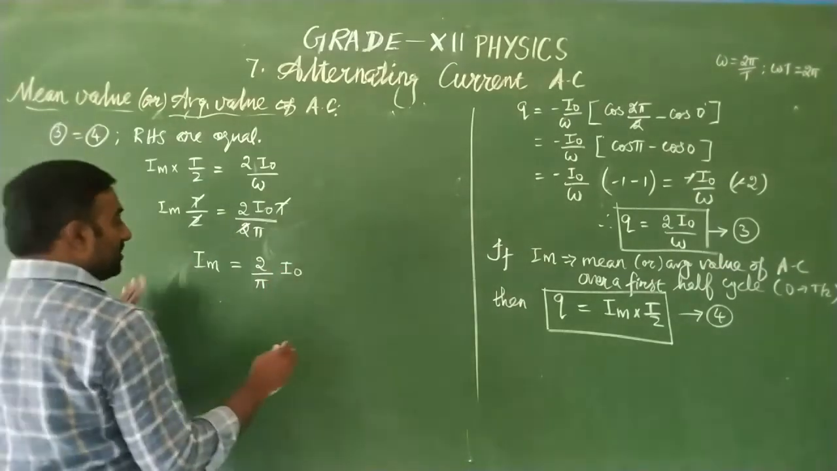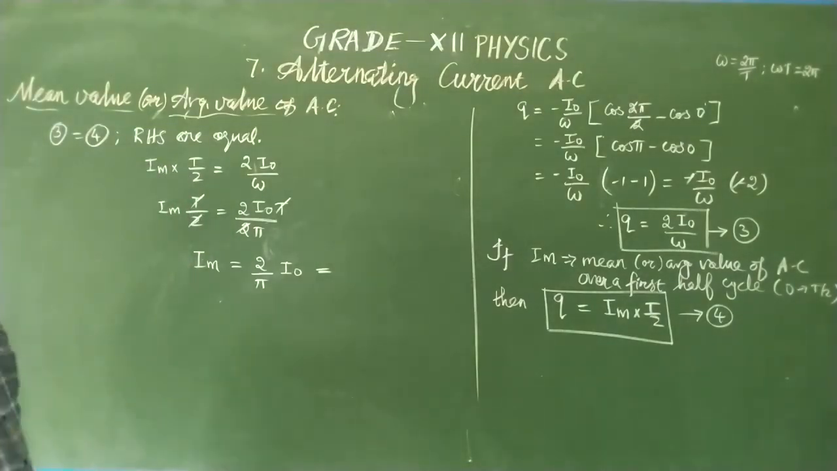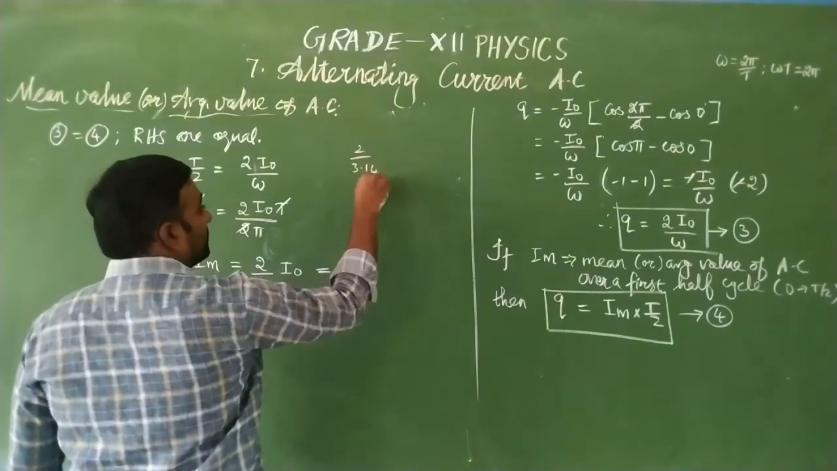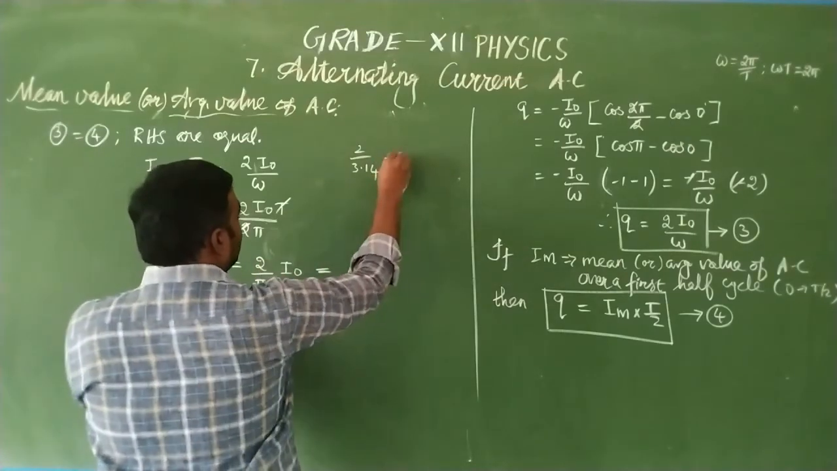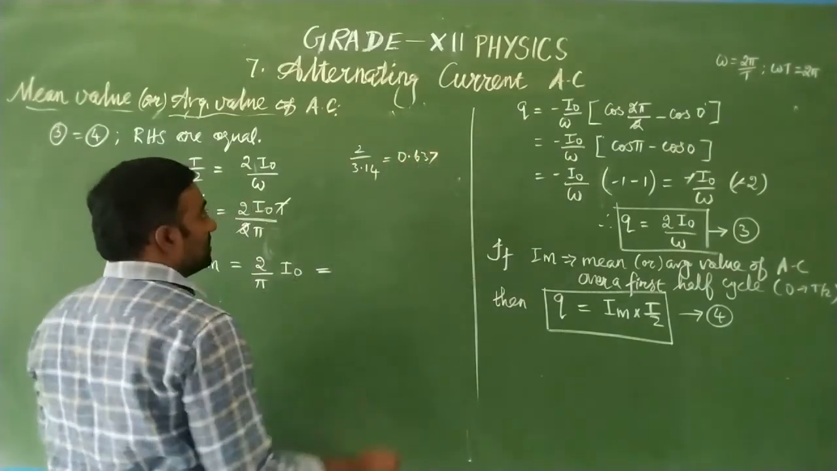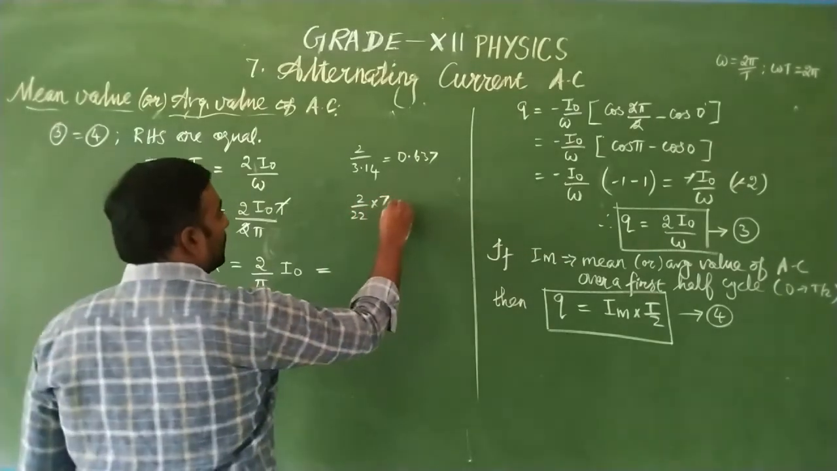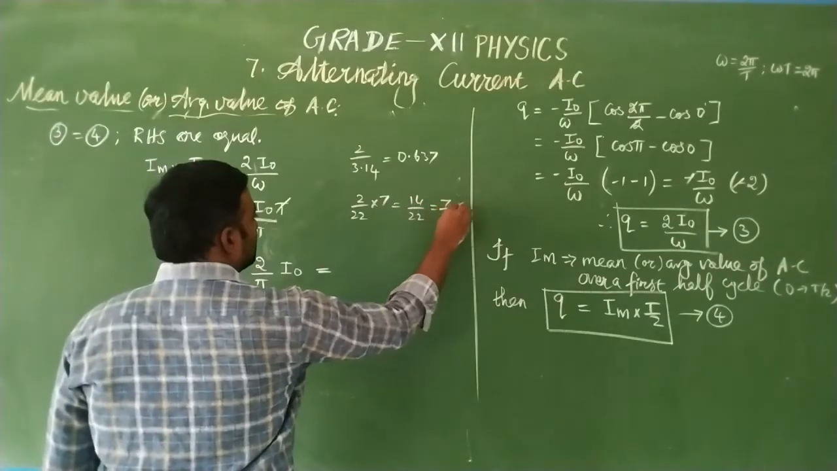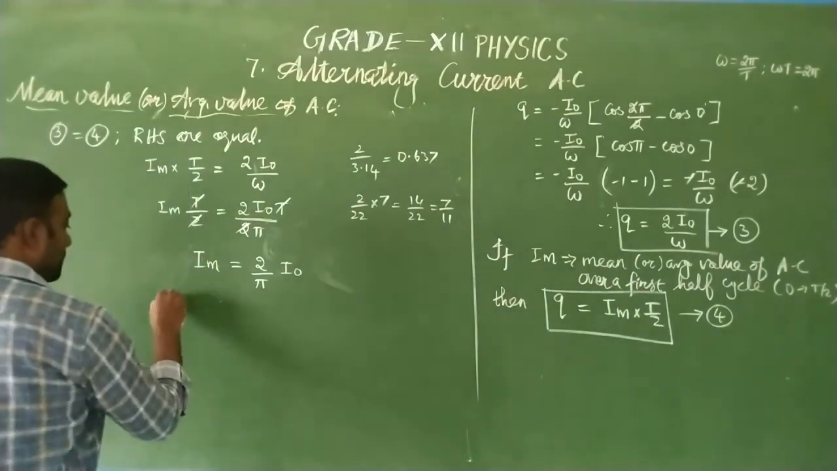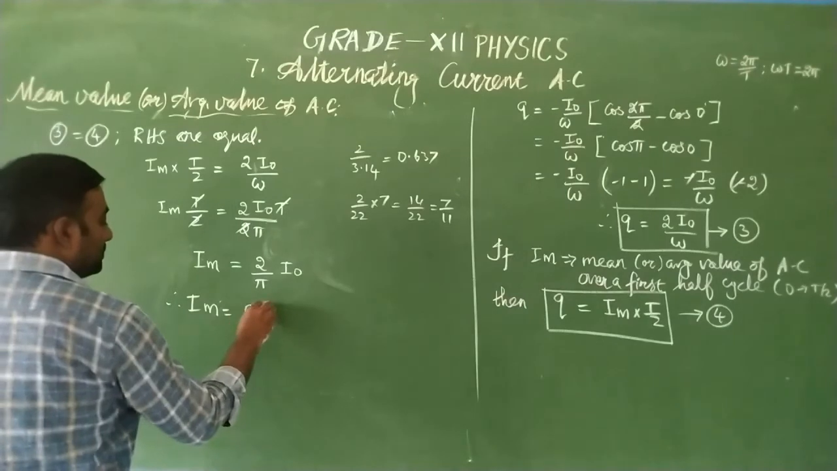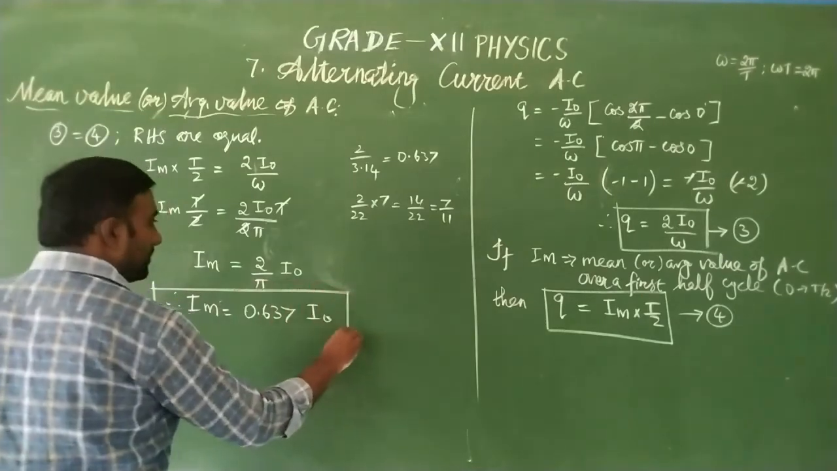But we know the value of pi is 3.14. So 2 divided by 3.14 is equal to 0.67, or 2 divided by 22 by 7, so 14 by 22, which is equal to 7 by 11. 7 by 11 is also equal to 0.67. So we can say that Im is equal to 0.637 of I naught. So we obtain this value.